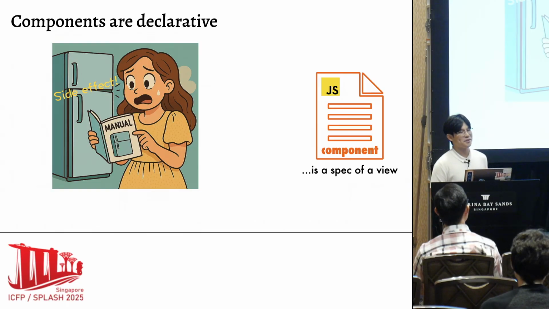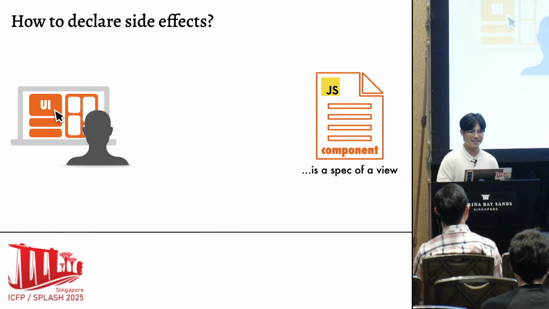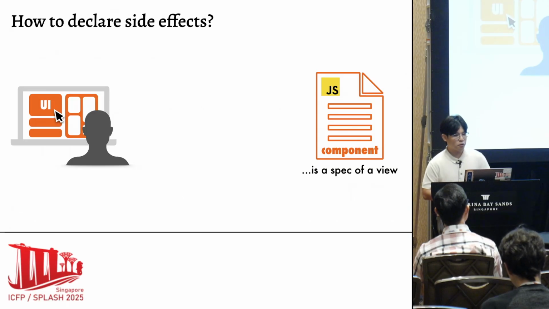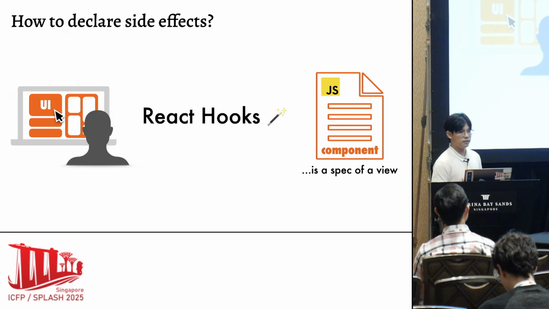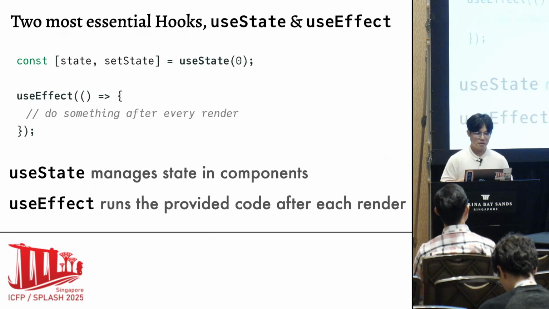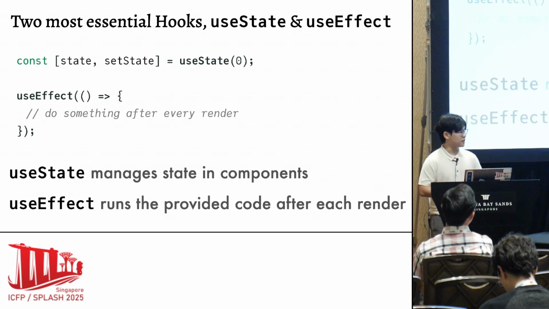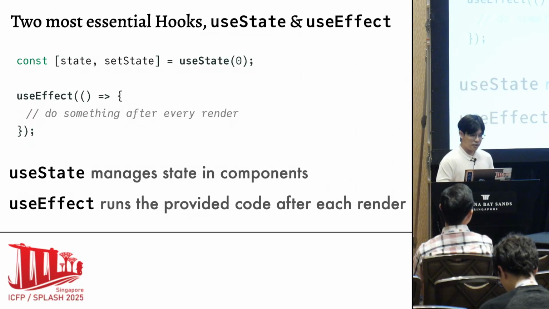React expects the component function to be free of side effects. But any non-trivial UI needs to be able to interact with the user, which is inherently effectful. So React provides a controlled way to declare side effects through React hooks. So we focus here on 2 fundamental hooks, useState and useEffect. useState manages component state. So it takes an initial value as input and then returns the current value and the setter function. And useEffect runs the provided closure, called an effect, after each render.